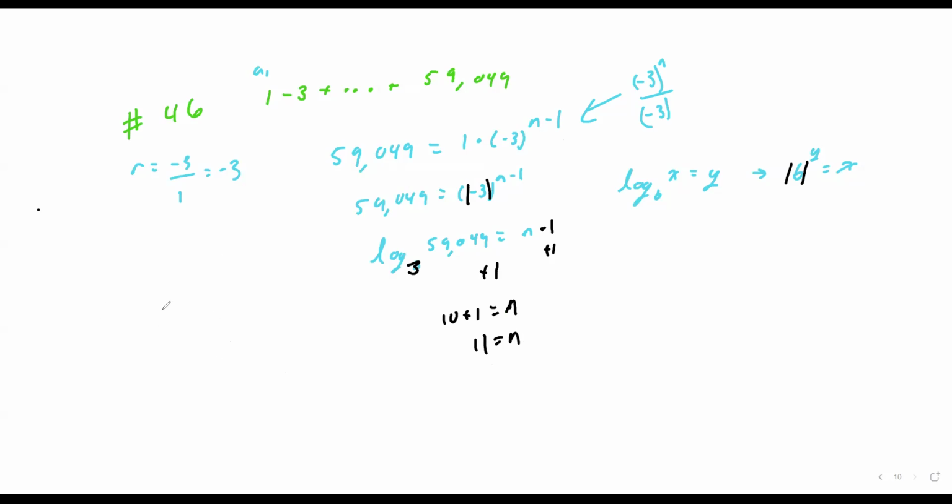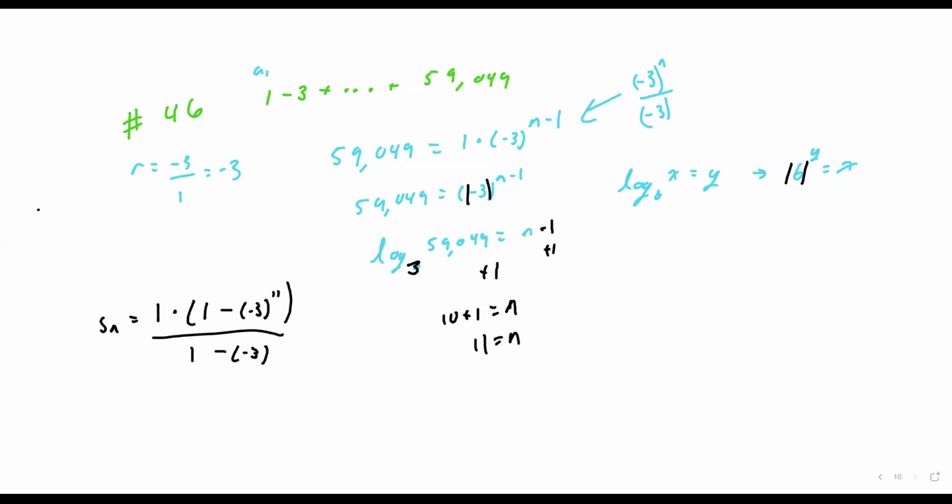So with that, I can now do my equation. So that was S of n equals a sub 1, which is 1, times 1 minus the ratio, which was negative 3, raised to the 11th power over 1 minus the negative 3. So again, I'm just going to plug in, I don't know why I put 2 negatives there. The negative 3. There you go.